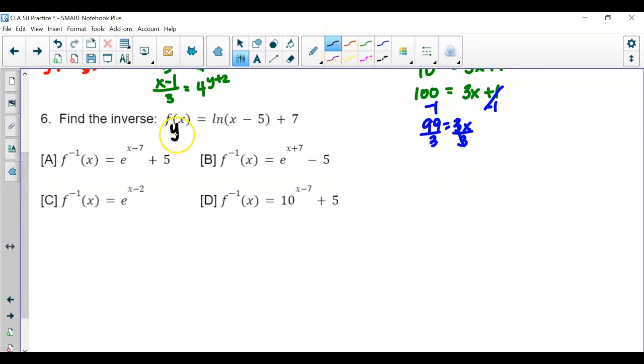Now in number 6, we're finding the inverse of the function. Remember, f of x is the same as y. So here, let's go ahead and switch our x and y. So x is equal to the natural log of y minus 5, plus 7.